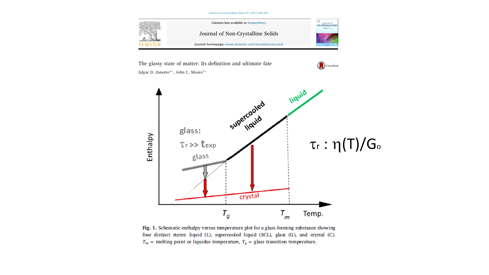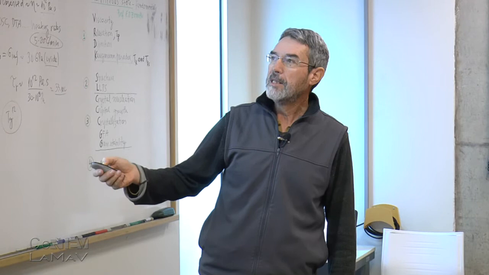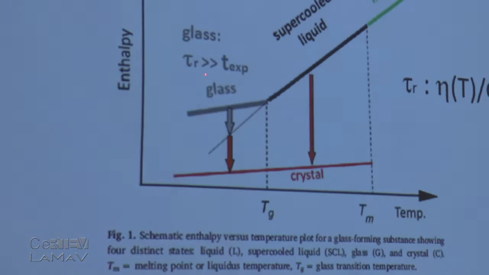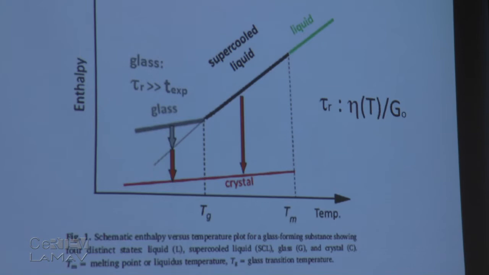Viscosity then. This was a rather long introduction, but I believe it was an important one. I have already said that the definition of glass transition, this is the best definition: the glass transition happens when the relaxation time, which is given by this expression, is longer than the time of measurement of the experiment.